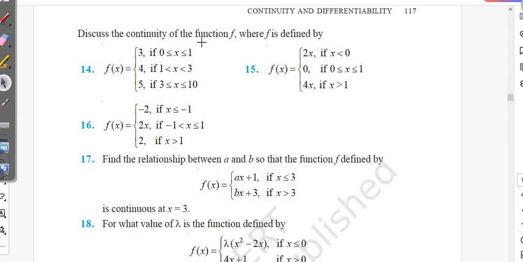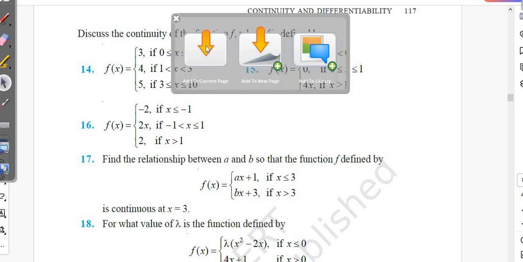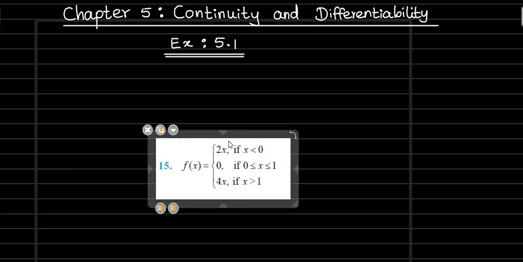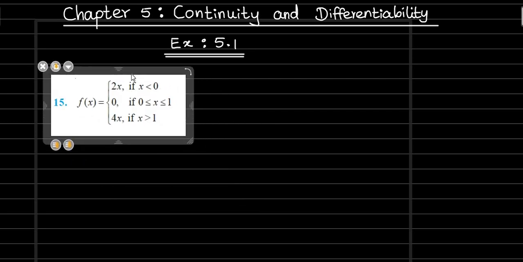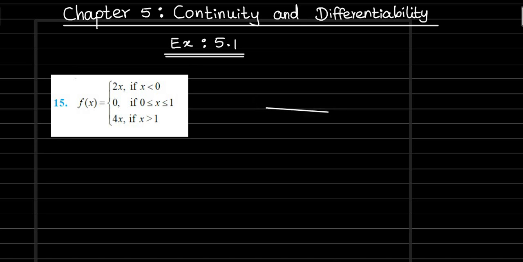Discuss the continuity of the function f, where f is defined by. So here they're asking us to discuss the continuity, and they have given the f of x here. f of x has three different functions in three different conditions. So using the if conditions, let's break the real line. We can see very well the 0 and 1 values. Now let's see how many cases we are supposed to take.